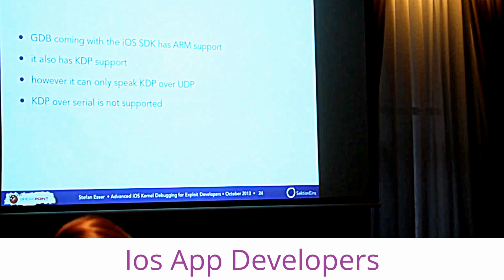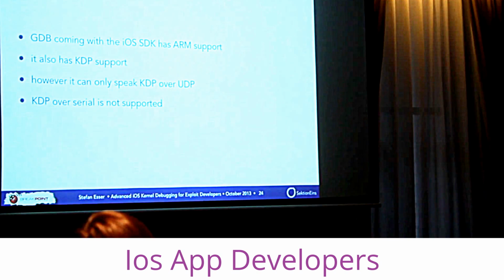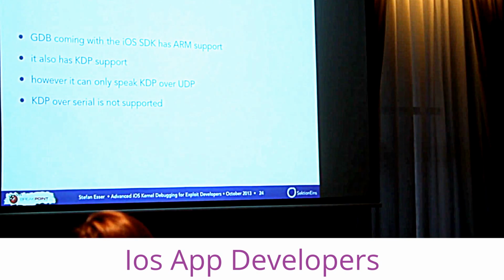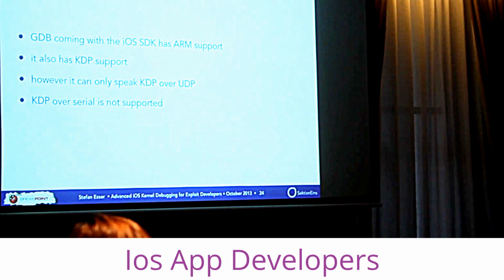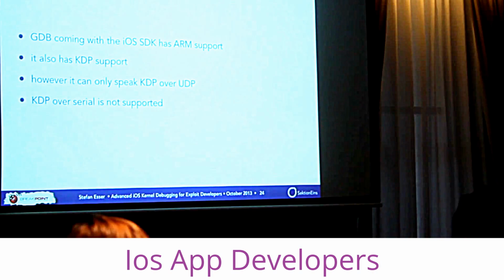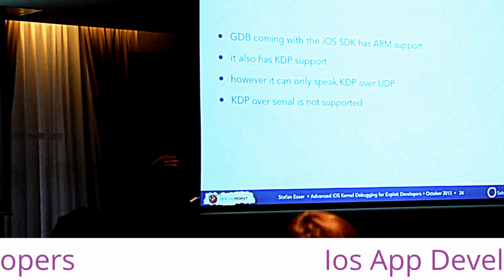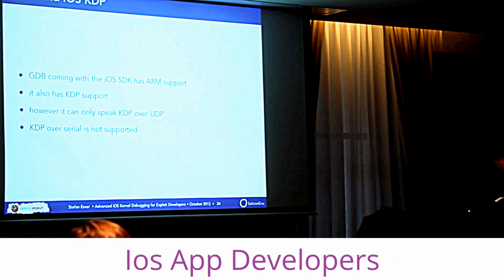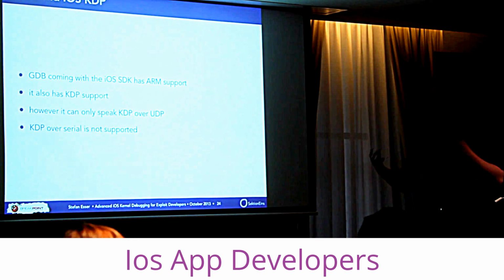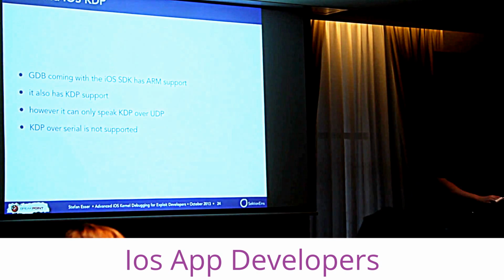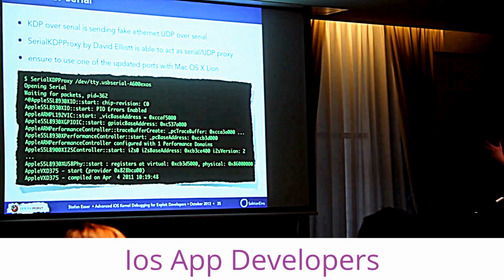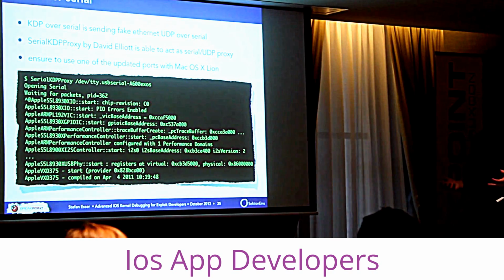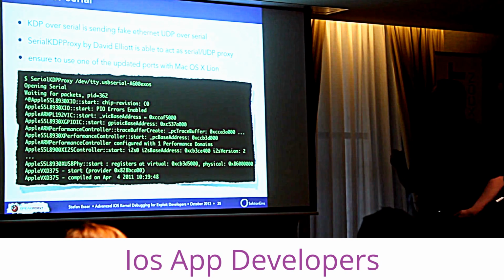Then you would need a GDB, and the normal GDB on macOS didn't have ARM support. But if you downloaded the iOS SDK, until very recently, like iOS 7, there was a GDB binary in the iOS SDK that gives you KDP support and everything, but only over UDP. But the KDP that we can use to speak to the device is serial. So that's why we always needed a helper application, and this helper application is called Serial Kdp Proxy.